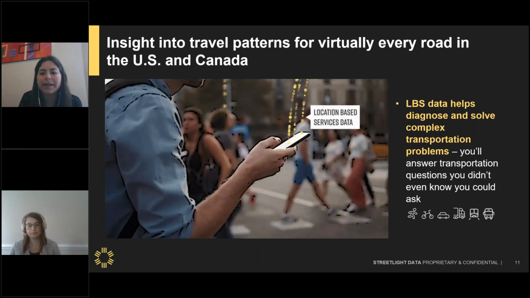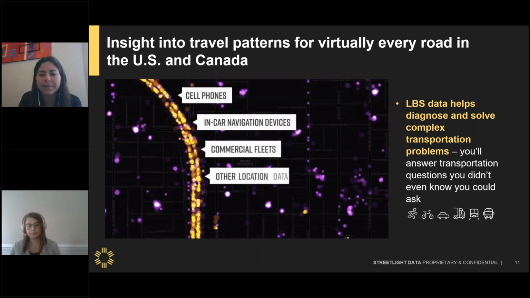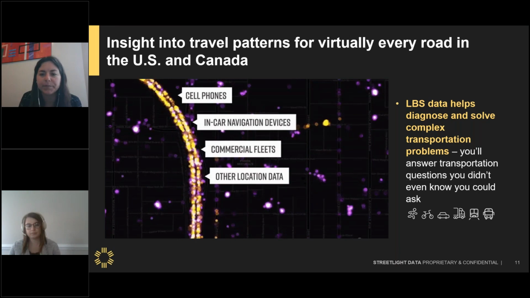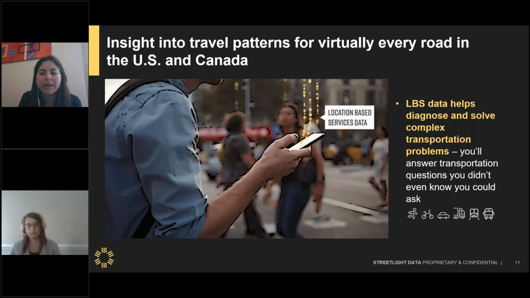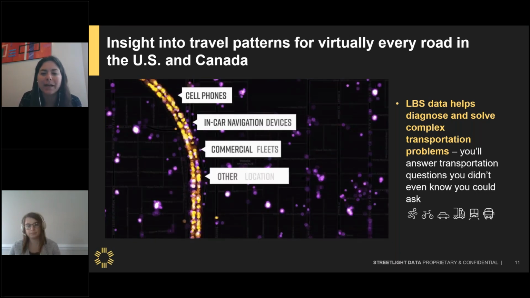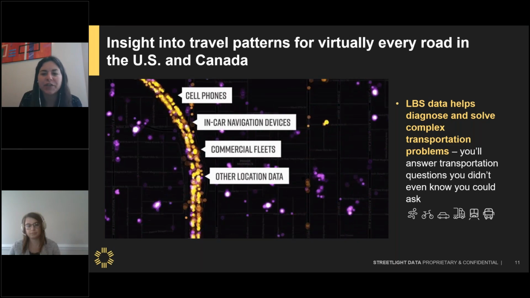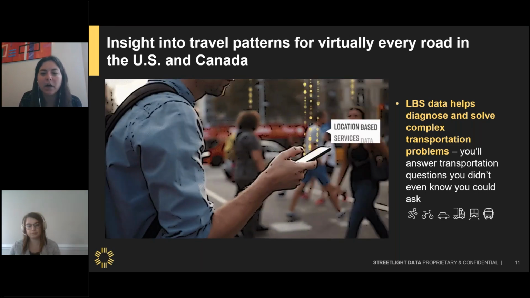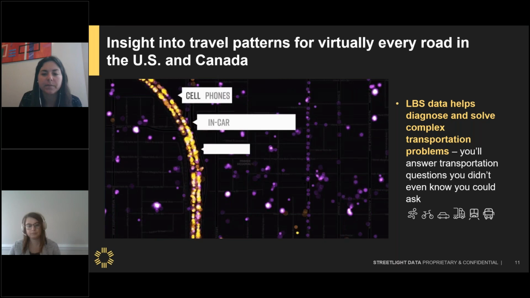So let's get started with a quick overview of Streetlight. Who are we and what do we do? Streetlight Data is a software company that leverages the power of big data, transportation industry knowledge, and advanced data science to provide on-demand transportation metrics.